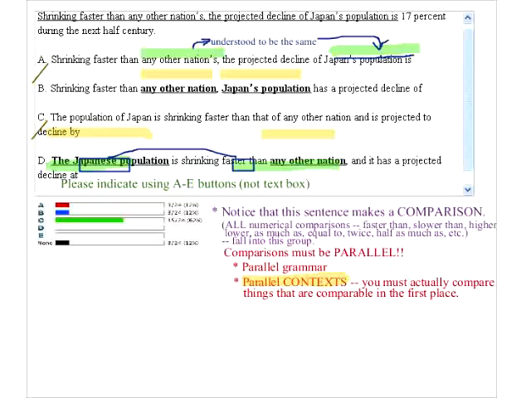And finally, in choice C, we've got the population of Japan, and we've got that of any other nation. So just as in choice E, we've got a population and a that stands for population. Okay, any questions about this so far? The 3 comparisons in green are okay. The 2 comparisons in yellow are not okay. Smiley face if that makes sense.